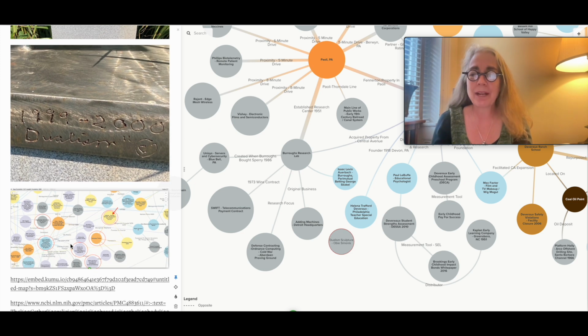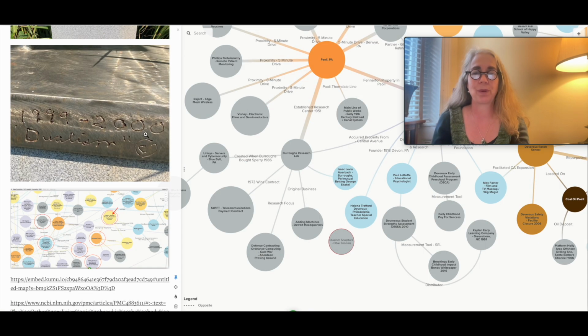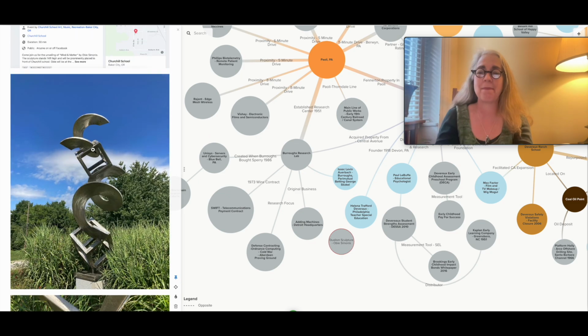But thinking about dualism and then going back and revisiting Cesar Hidalgo and his journey through Chile and Notre Dame and then to MIT and doing these token dated visualizations and then landing in Toulouse, which is both aerospace and Cathars and dualism, I thought it was worth throwing that in there, that these sculptures sort of throw themselves up into your consciousness.